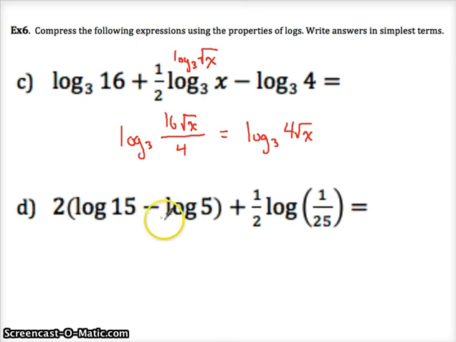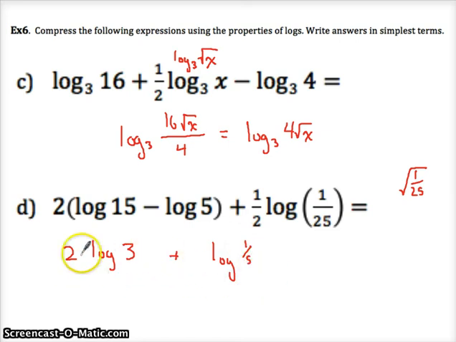Okay. Log 15 minus log 5. This is all base 10. This is like saying log of 15 divided by 5, this is really all like saying 3 here, which may surprise you. Half log 1/25th, this is like 1/25th to the 1/2 power. What's 1/25th to the 1/2 power? Oh, that's 1/5. Log of 1/5. And these are all base 10.